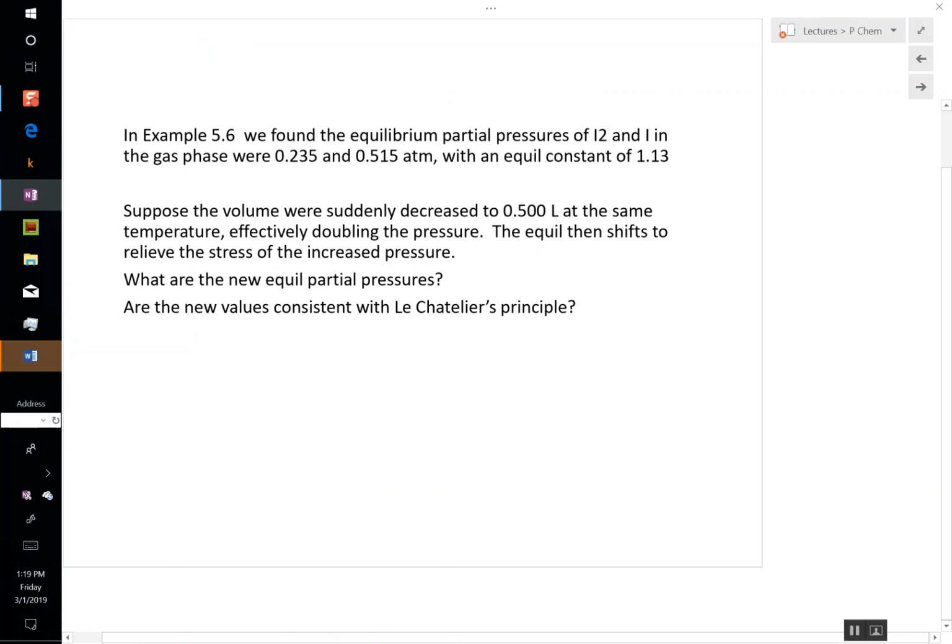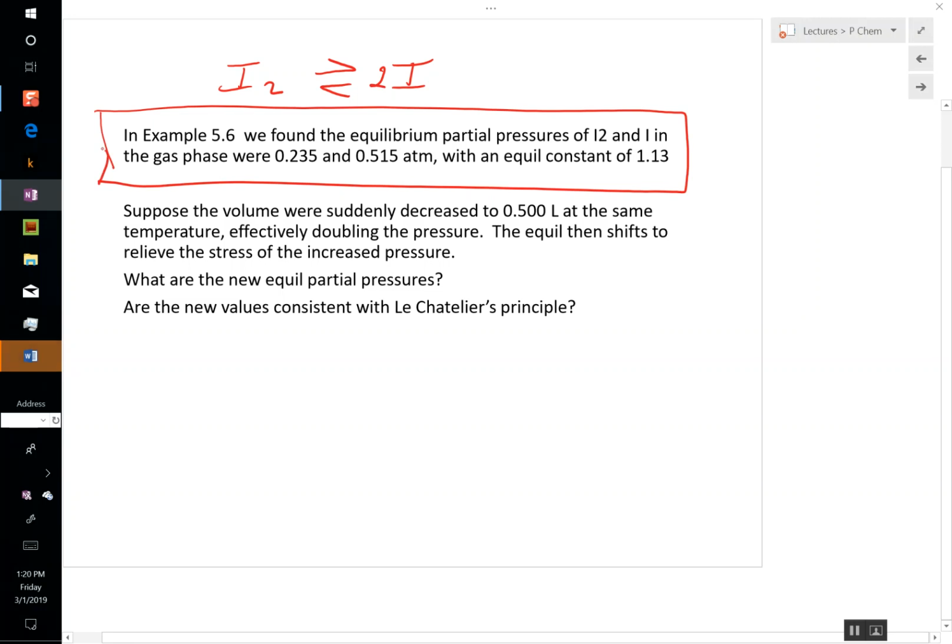All right, I'm not going to do this one, but we spent a fair amount of time, remember, on this equilibrium and doing an example. We did example 5.6. We ended up with that.